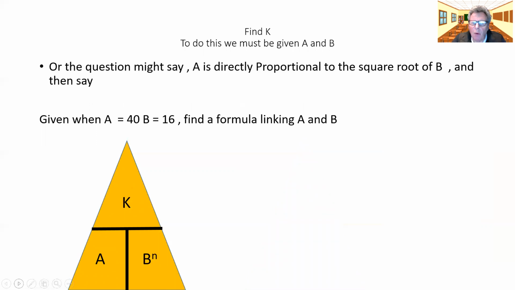This one, we've got A is directly proportional to the square root of B. And then they go on and tell us that when A is 40, B is 16. And what we've got to do is find a formula linking A and B. So what I want you to do now is find K and then write what the formula is. So pause the video, then when you've got your answer, just continue on to the answer.